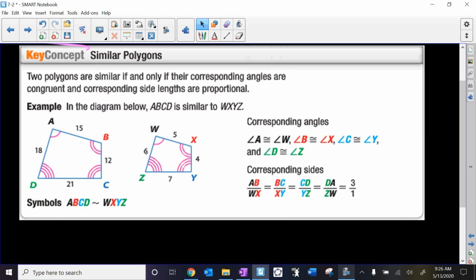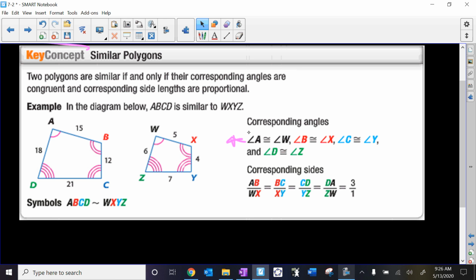We know that they're similar for a couple reasons. One, each angle in this polygon is congruent to an angle over here. So angle A is congruent to angle W, angle B is congruent to angle X, angle C congruent to angle Y, and angle D is congruent to angle Z. We know that all the angles have a congruent angle in another polygon.